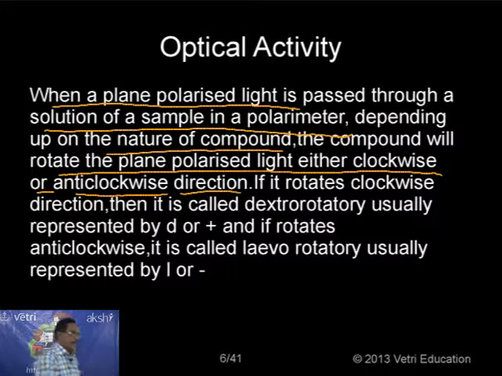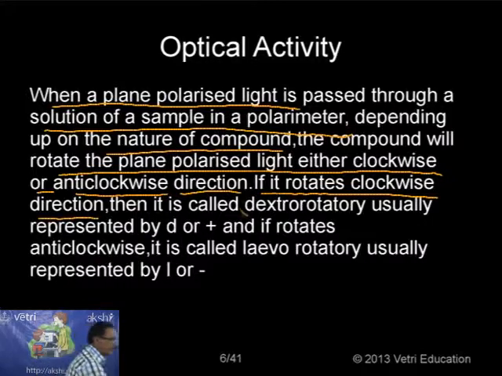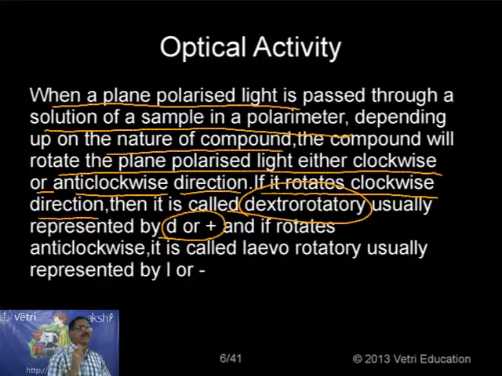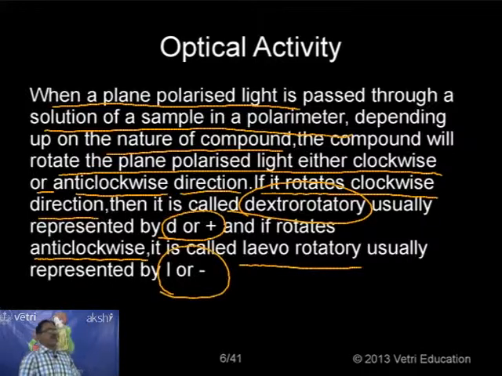If the light is getting rotated in the clockwise direction, then it is called dextrorotatory, usually represented by small d or plus. Don't write capital D, which indicates configuration. And if it rotates anti-clockwise, left side, it is called levorotatory, usually represented by small l or minus. This is very important information.